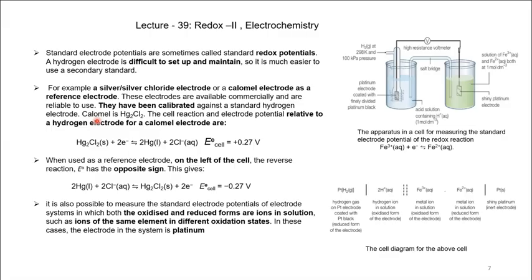So calomel is mercury 1 chloride. The cell reaction and electrode potential related to the hydrogen electrode for a calomel electrode is like this. So for this cell, the EMF is plus 0.27. We use this as a reference if we do not have a standard hydrogen electrode in the laboratory. So this can be used also. And if the reaction here, you see, is going forward, we get the EMF of the cell as 0.27.